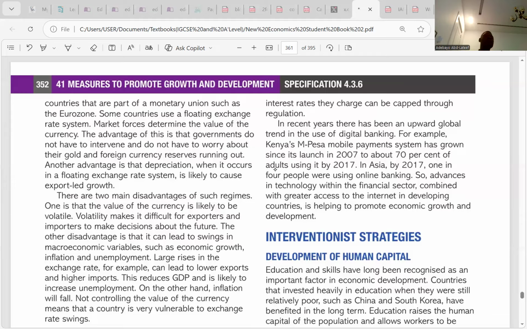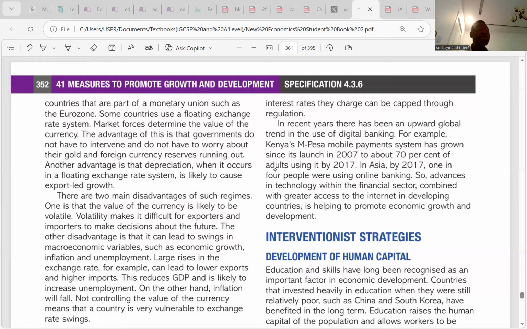But the good thing about the financial system is that with advancement in technology, the financial sector now has the ability to reach out to even people in remote areas. That means people who don't have physical access to financial institutions like banks can do that with their phones. So that's mobile banking or online banking. I think it's clear.